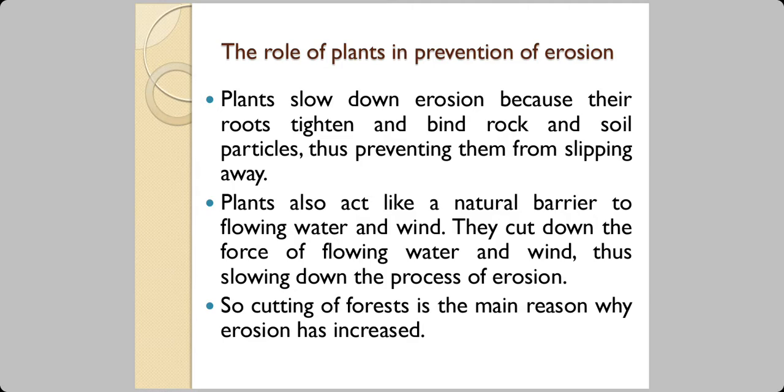Now, in your science textbook, you will have a chapter about forests. What are the roles of forests? What are the advantages of forests? And in the previous year, when you were in sixth standard, you had a chapter about natural disasters, natural calamities. And there also we said that if plants are present, they reduce these natural disasters. Here is the mechanism of that. So, if the forests are cut, this is one of the main reasons why erosion has increased over the period.